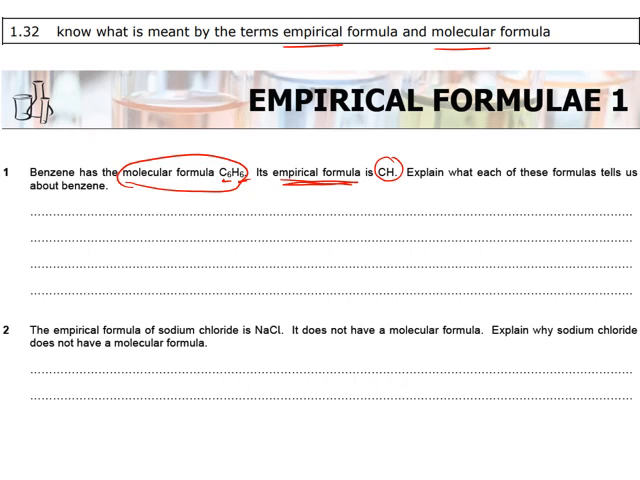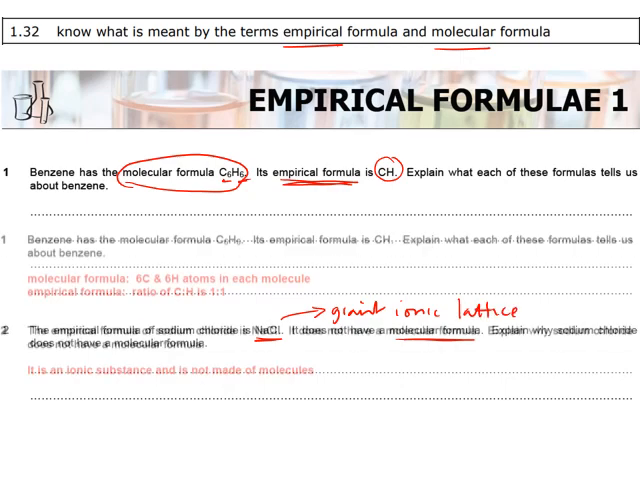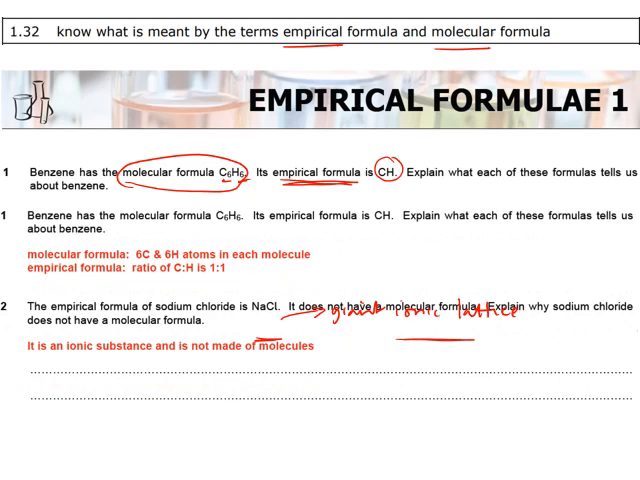For sodium chloride, its empirical formula is NaCl, however it doesn't have a molecular formula. That's because sodium chloride is an ionic structure, so it forms a giant ionic lattice, so there are no molecules. It has a high melting point. Here are your answers.